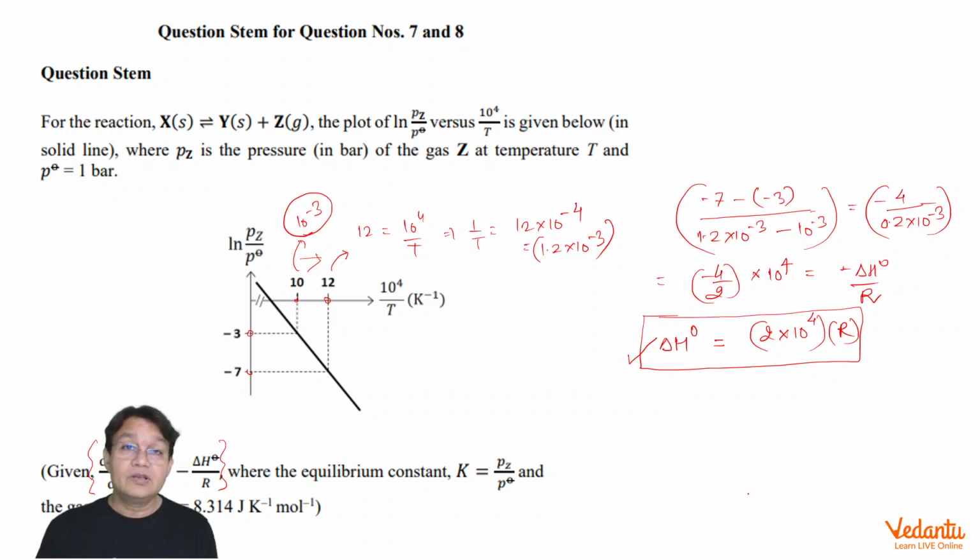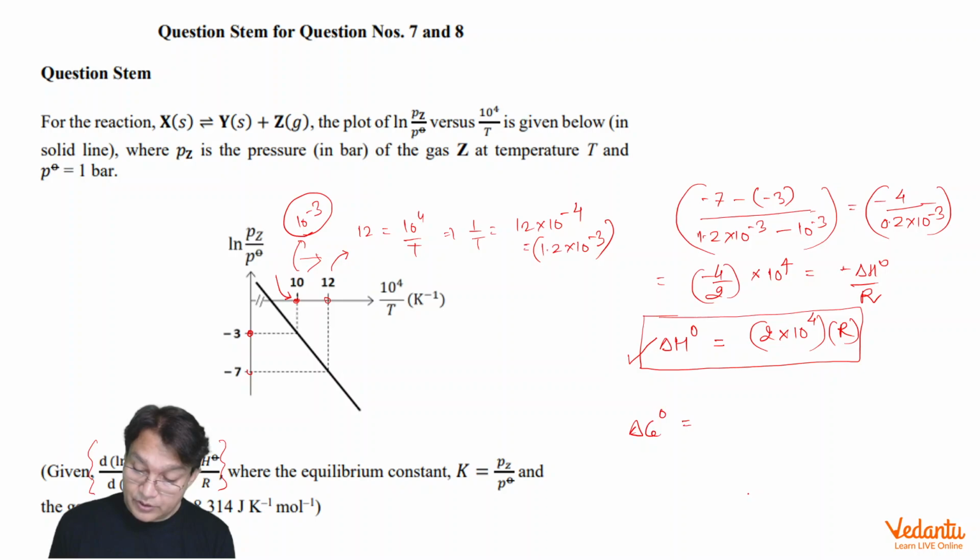Now, in order to calculate ΔS naught, we need ΔG naught. And to get ΔG naught, we have one point where the values are given. From this point, we can calculate. We have to find out what the temperature is here. So if 1/T is 10^-3, then T at this point is 10^3. So we can also find ΔG naught in this manner.